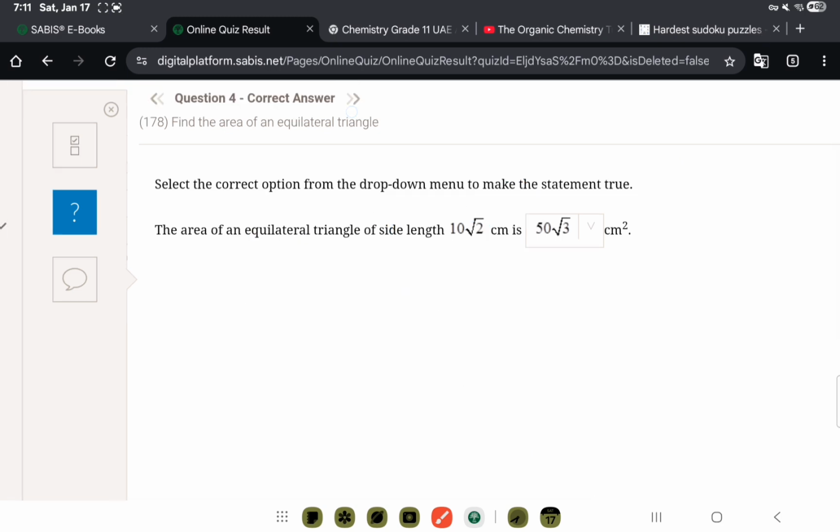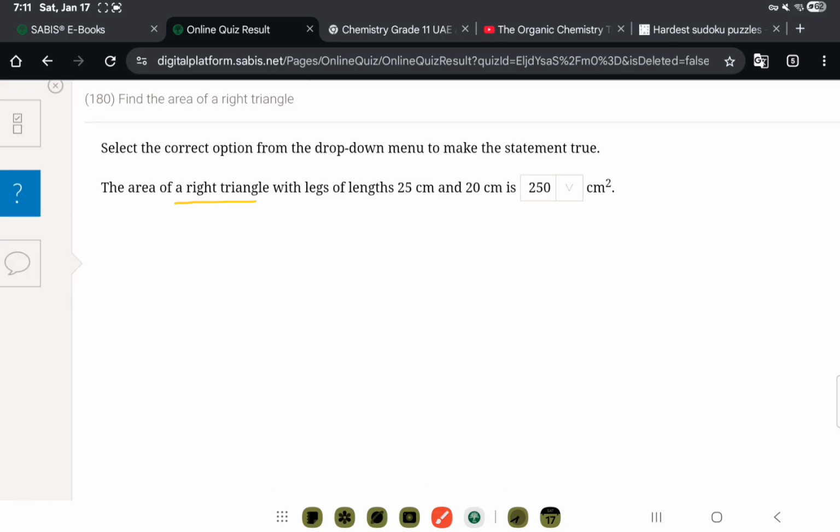Next question. These questions are fine, guys, they're not that bad. You should see our math book. Now, when you think of right triangle, what do you think of? I think of the angle 90.